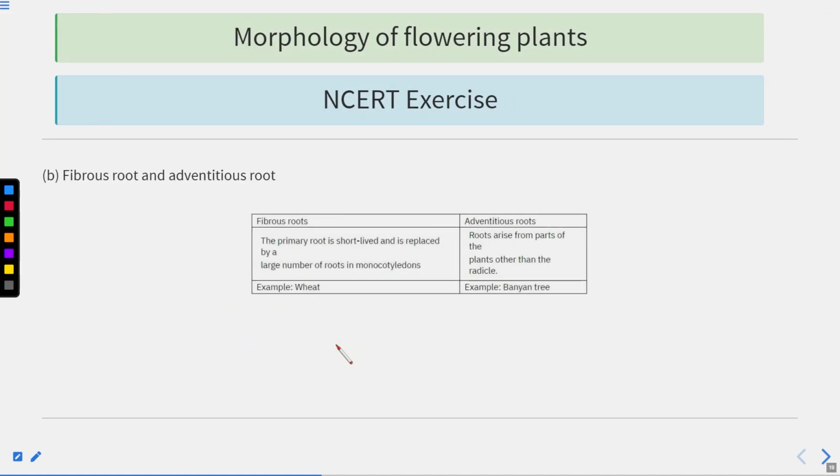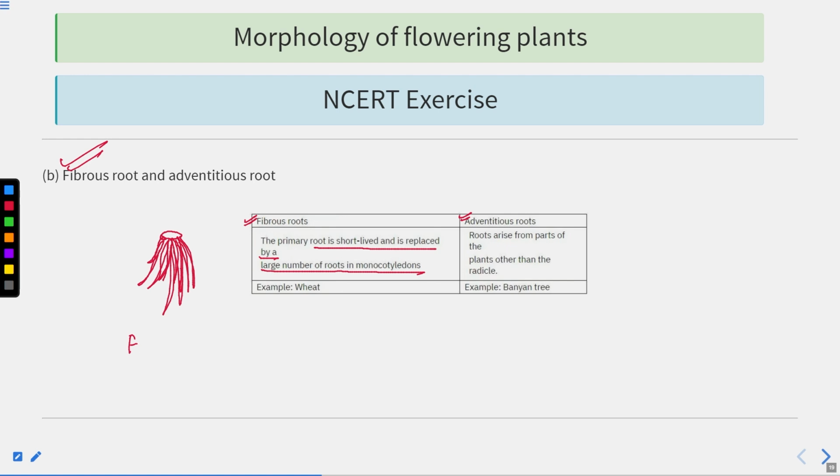Now let us see the difference between the fibrous root and adventitious root. These are the two different types of roots. First one is the fibrous root and this is the adventitious root. In the fibrous root, the primary root is short-lived and it is replaced by a large number of roots in the monocotyledons. At the base, the primary root is short-lived and has been replaced. Now many roots are coming from the base of it, many at the same point.